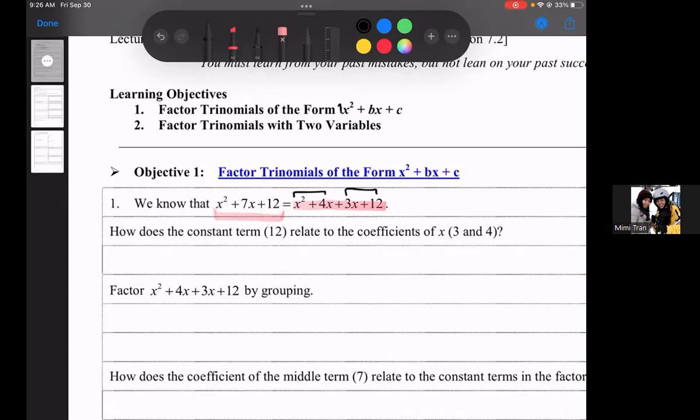Now, the question here is, how do you know how to split? Because seven could be what? 1 plus 6, 2 plus 5, right? 3 plus 4, 0 plus 7. How do I know which one to split, which pair to choose? That's what I'm gonna tell you next.